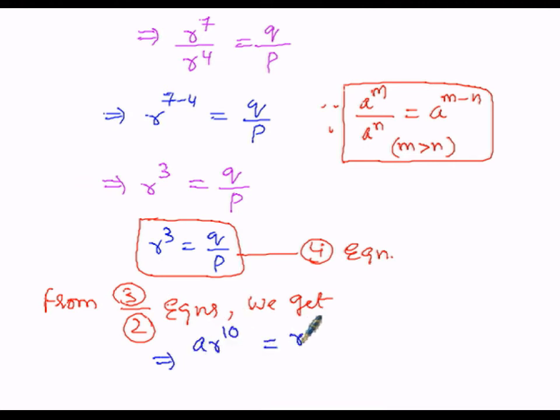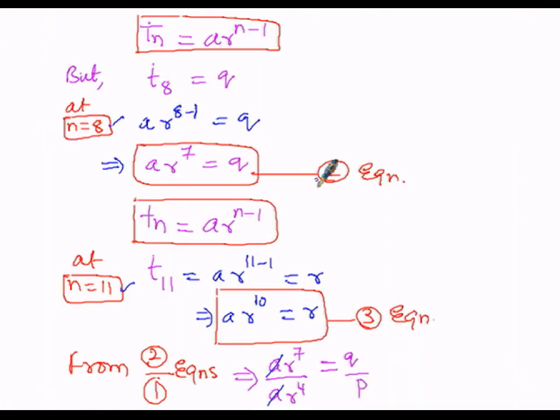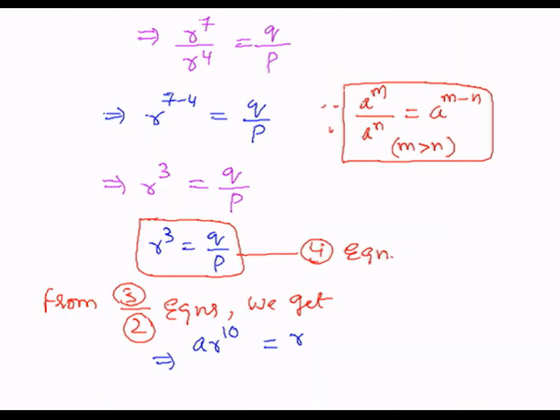Then divide by the second equation. The second equation is AR to the power of 7 equals Q. Overall divided by AR to the power of 7 equals Q, so the right hand side must be divided by Q. Here the like terms A and A get cancelled, because there is A and R to the power of 10 in the numerator and A and R to the power of 7 in the denominator. So A gets cancelled and only R to the power of 10 divided by R to the power of 7 is left over on the left hand side, equals R by Q on the right hand side.